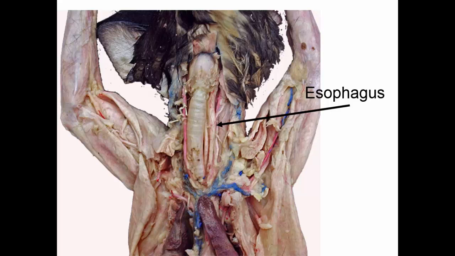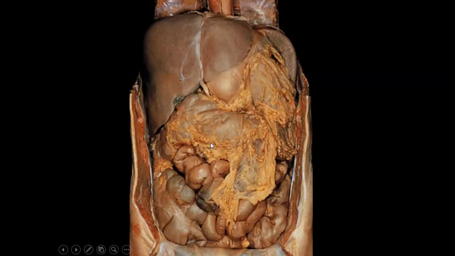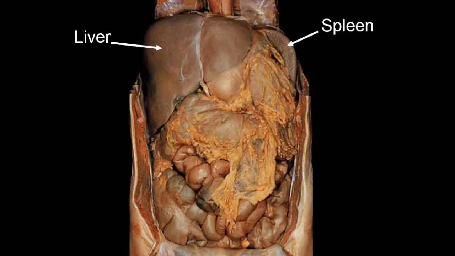We'll start looking at the digestive system in the cat. The esophagus is behind the trachea, and it is a muscular collapsed tube. This is a cadaver section of a human. Here you see the liver and the spleen. The stomach is right there.